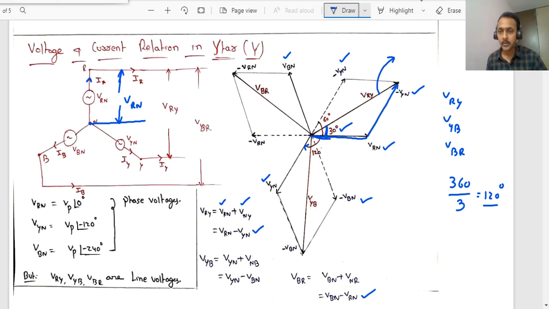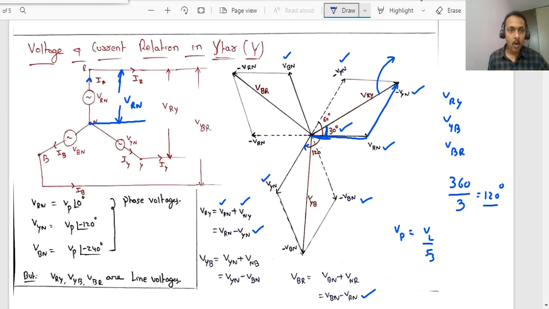Magnitude wise, we are clear. Magnitude wise, the phase voltage will be VL by root 3. So indirectly the line voltage magnitude is root 3 times the phase voltage. But angle wise, VRY is 30 degrees leading the phase voltage in a star connected 3-phase balanced source.